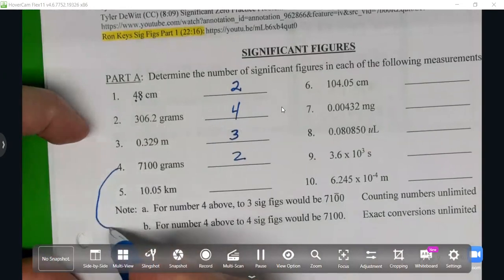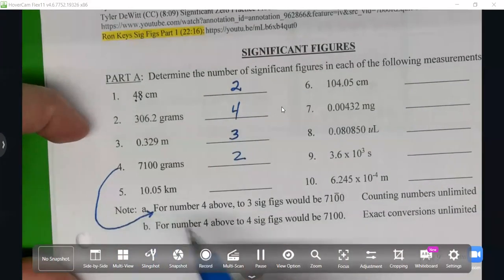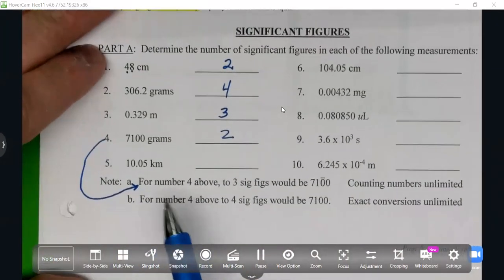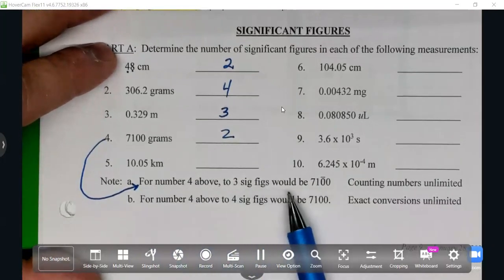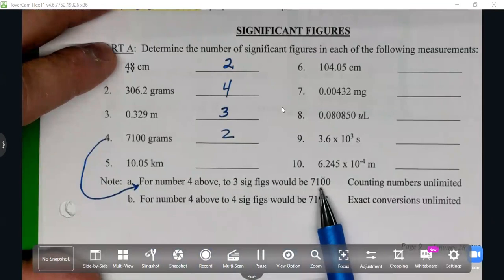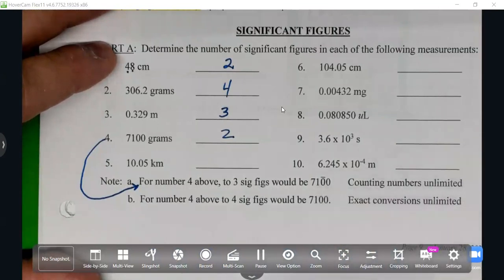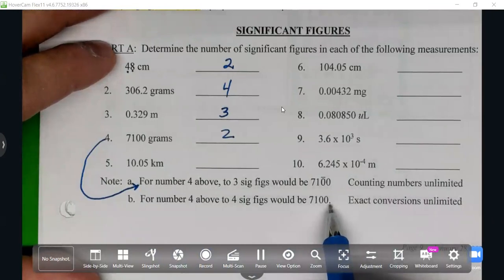So then I type this up. It says this. For number 4 above, to 3 significant figures would be 7100 with a line over the 10's place. That would be 3 good numbers then. If it was 4 good numbers to the 1's place, you have to put a decimal here like this.